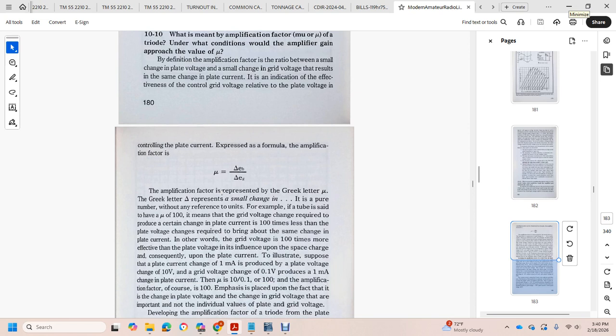To illustrate the above: a plate current change of 1 milliamp requires a plate voltage change of 10 volts, while a grid voltage change of 0.1 volt produces the same 1 milliamp change in plate current.